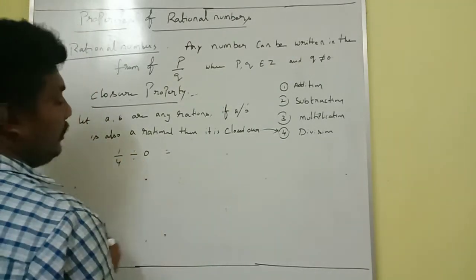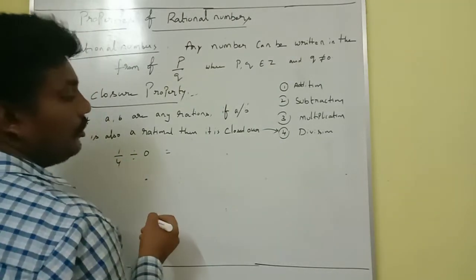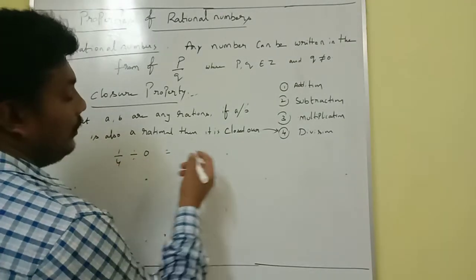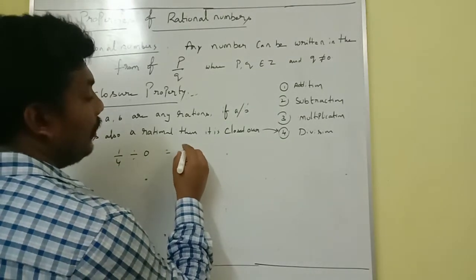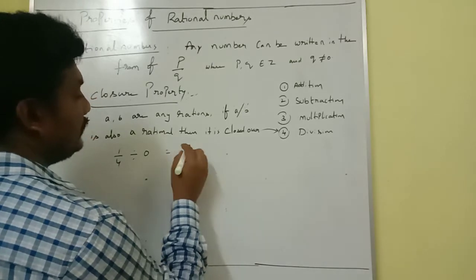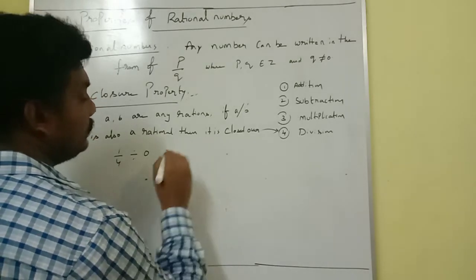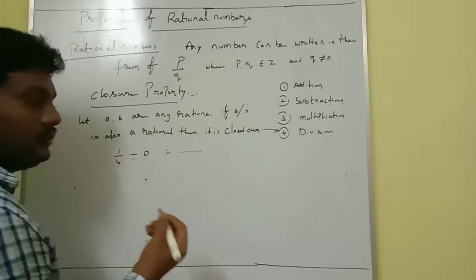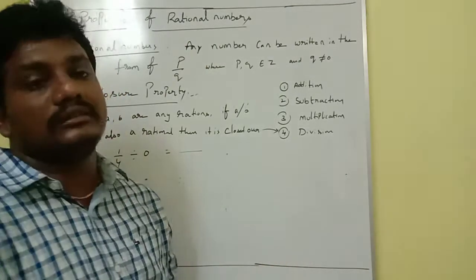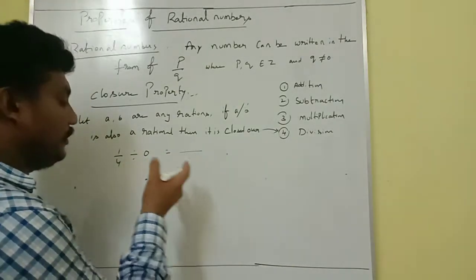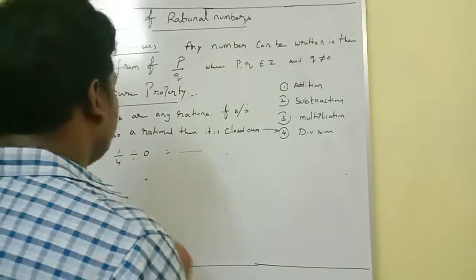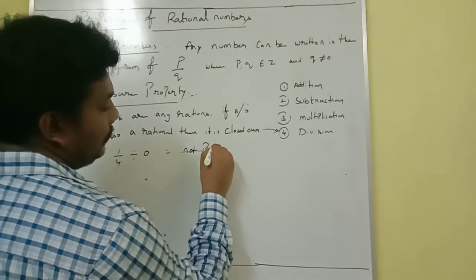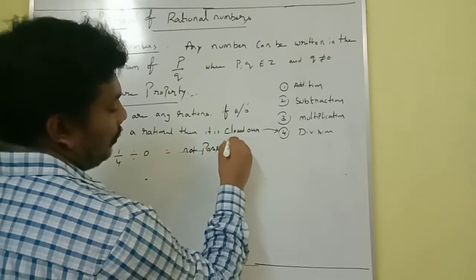So 1 by 4 divided by 0. Divided by 0 means what? It is not calculated. We cannot process this one. That means there is no value here, so we cannot process this. That is not there in mathematics. That's why it is not possible.